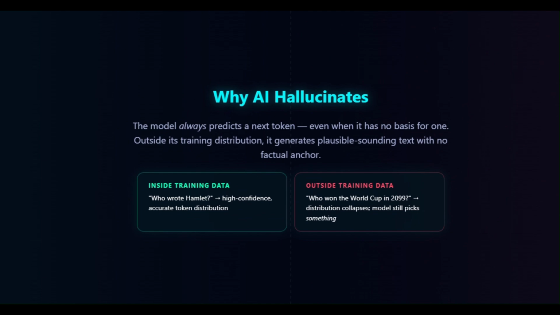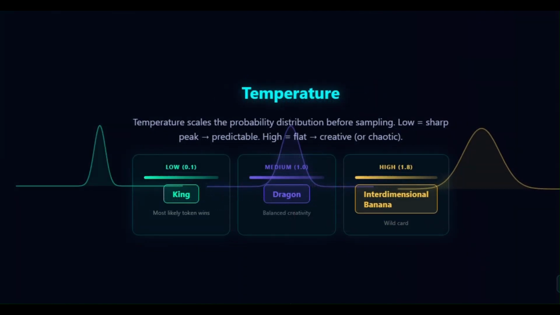If the model is so good at prediction, why does it sometimes make things up? The answer is simple. The model always has to predict something. When it's operating inside familiar territory, its predictions are usually accurate. But when information is missing, uncertain, or outside its training data, it still generates tokens. The result can be a response that sounds convincing, but isn't actually true. That's what we call hallucination.